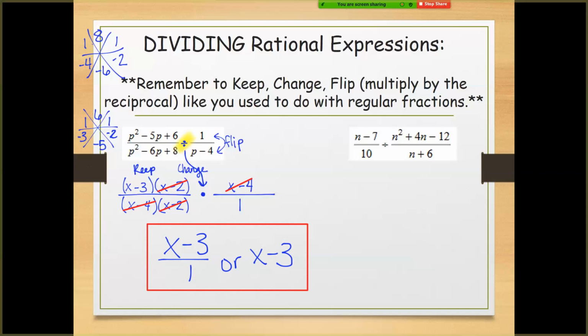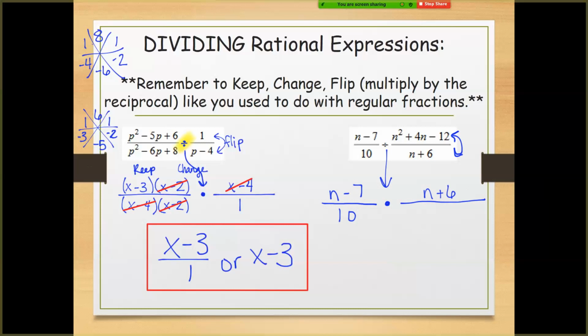So last question, we're going to, again, have a division problem. So we're going to keep, change, flip. We're going to keep the first fraction the same. n minus 7 does not factor, and neither does the 10, so I'm just copying it back down. The change comes when I have the division sign. I'm changing it to multiplication. Then I'm going to flip the second fraction. When I flip the second fraction, the numerator becomes n plus 6. That does not factor, so I'm going to leave it alone.